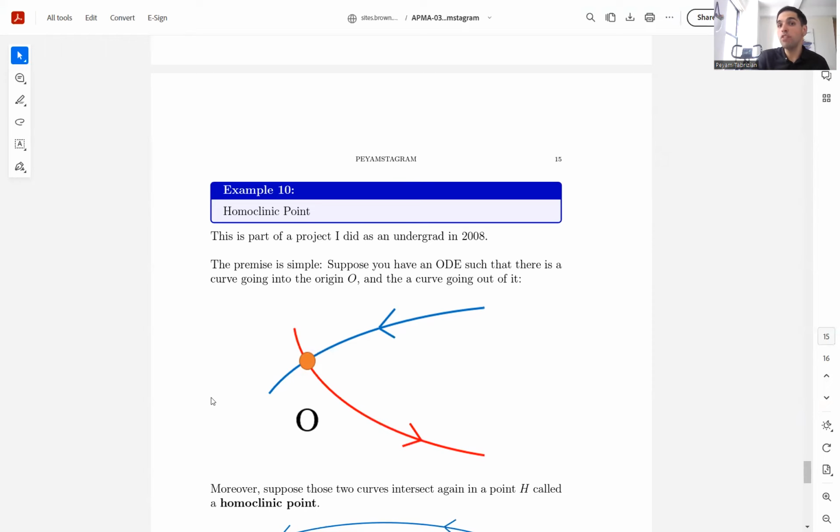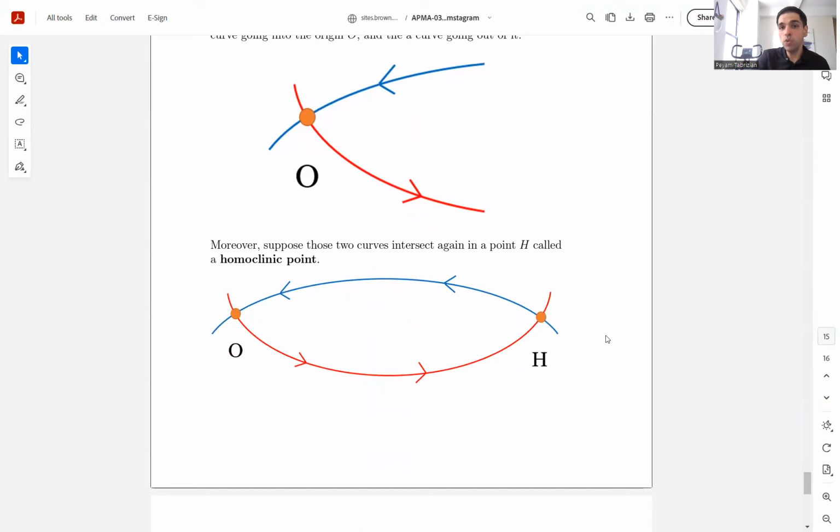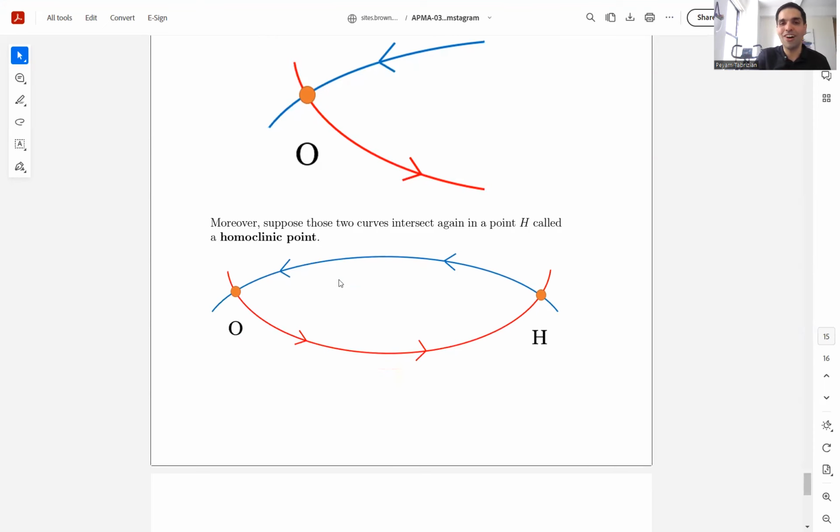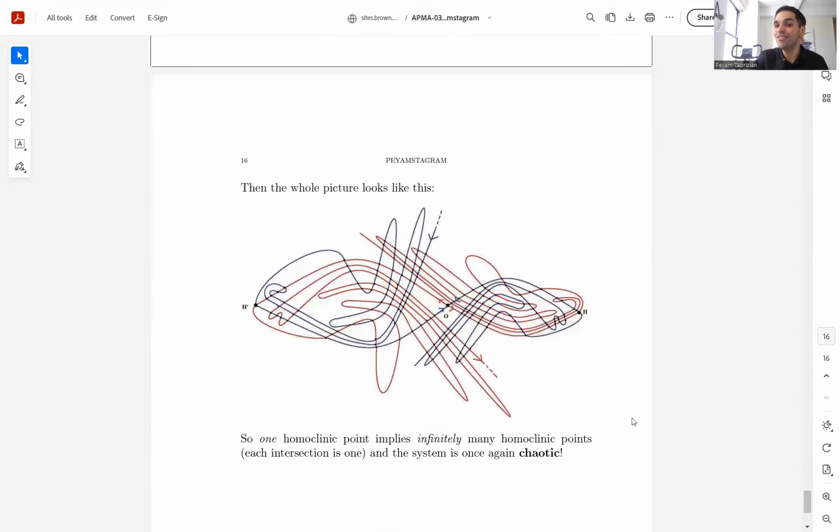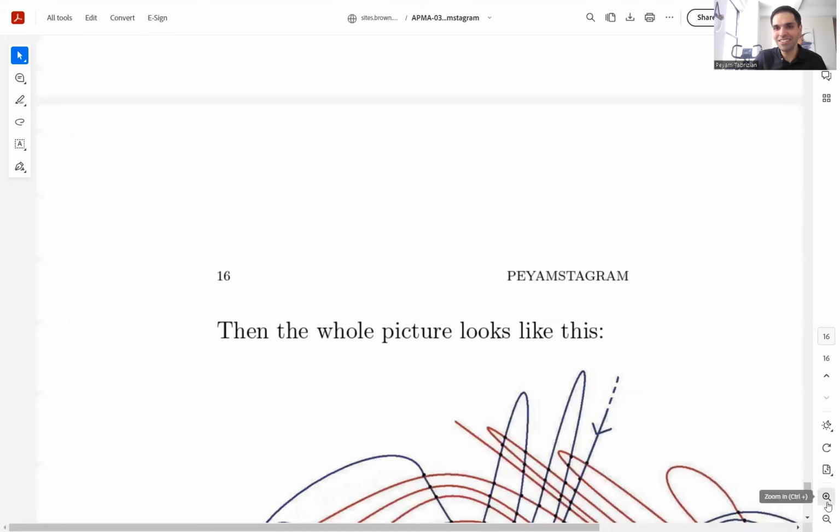Moreover, suppose those curves intersect again into a point H called a homoclinic. So what's interesting, in the origin, one curve is going in, the other one out. For the homoclinic point, that same curve is going in, the other one is going out. Kind of like how the heart works. Then it turns out, if you complete the picture, you get something as follows. Wow. I mean, look how crazy that looks.